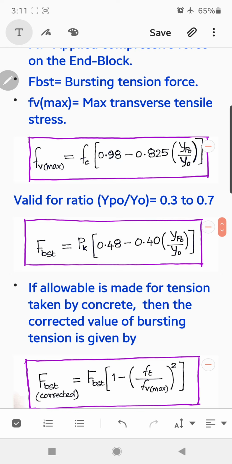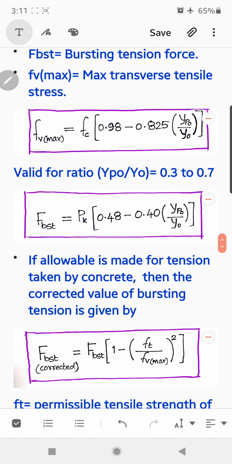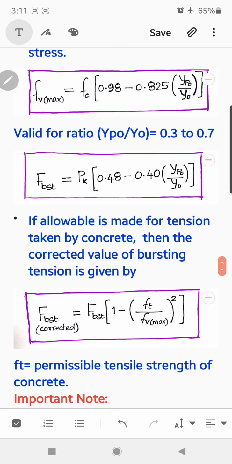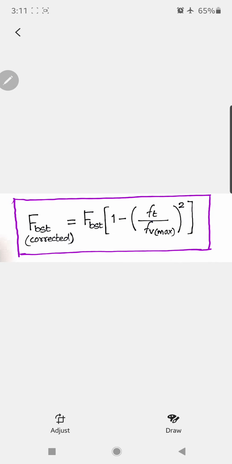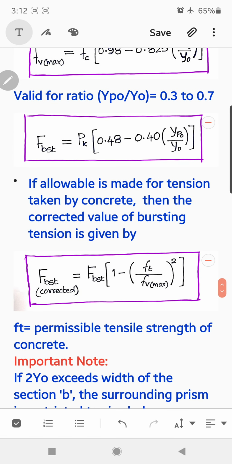We already know that the concrete also will take some tension. If we allow to consider that the concrete is taking some tension, then we can calculate the corrected bursting force. Fbst corrected is equal to Fbst, calculated without considering the tensile strength of concrete, into 1 minus Ft by Fv max square, where Ft is the permissible tensile strength of concrete. In Guyon's and Magnus method, we didn't allow for the tension taken by the concrete. But Zielinski and the IS-Code method allow us to consider the tension which is taken up by concrete.